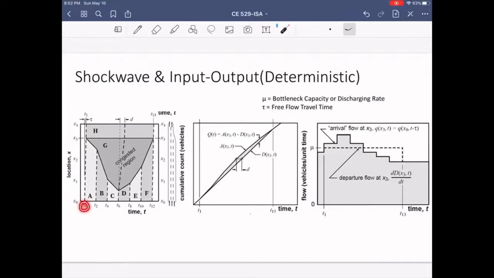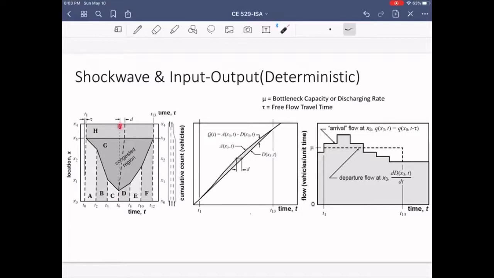So let's say vehicles that left at T0 would reach X4 here at T1. And this horizontal distance between T1 and T0 is represented by t-zero, which is the free-flow travel time. And the same thing applies to T12, which reaches X4 at T13 here. And the other vehicles that left between T0 and T12 here would actually encounter the congestion even before reaching X3.